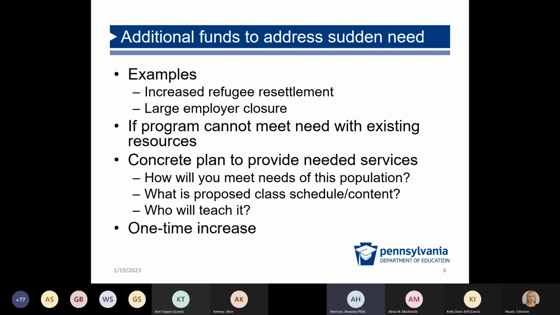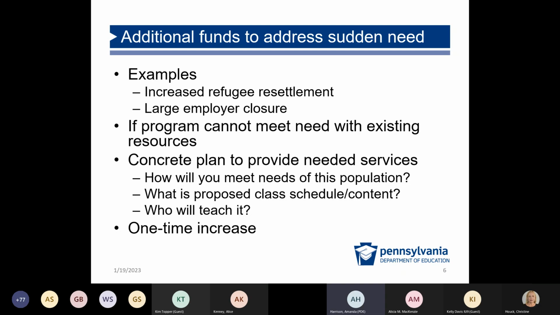There are two examples on the slide. Those are the two that people have mentioned to us. Those are not necessarily the only examples, but you may have a situation where there's increased refugee resettlement in your area. The two populations that we're hearing about are Ukrainian refugees and Afghani refugees.